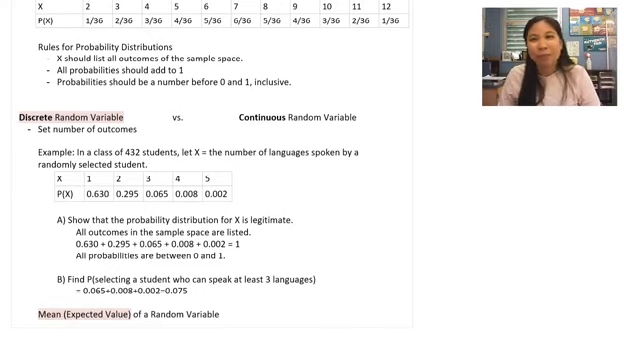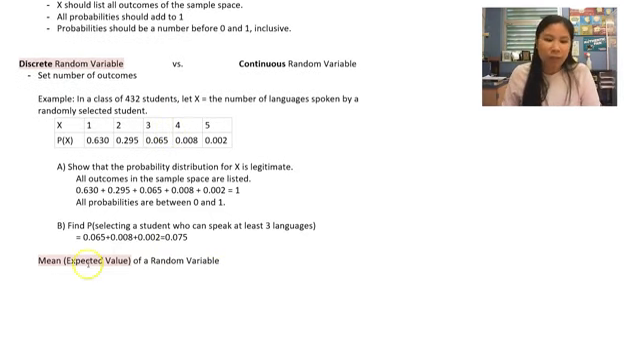All right, so with a probability distribution, because we are describing a variable, we can also talk about the center and the spread, and even the shape for such distributions. When we talk about the center, we can find the mean of a random variable. This is also called an expected value because basically a mean is an average, right? So if my random variable was the number of languages spoken by a randomly selected student, then if I were to repeat this process many times, picking a student out of the 432 students, then the average amount of languages that student can speak would be whatever the mean is.